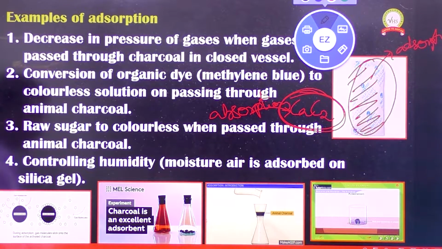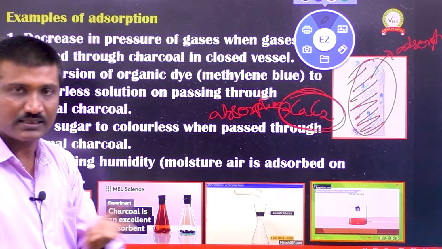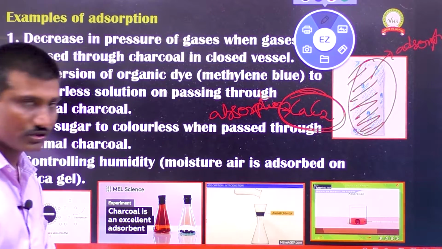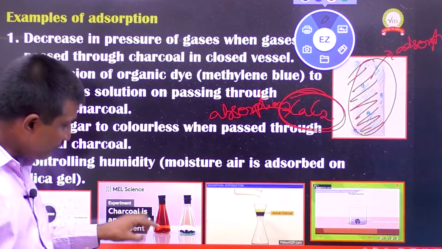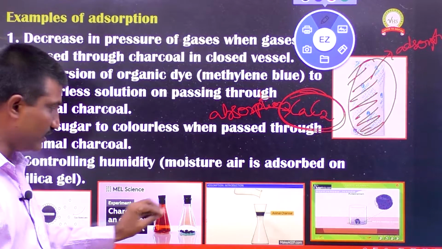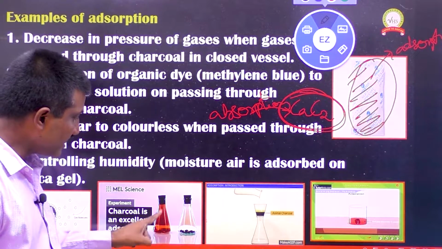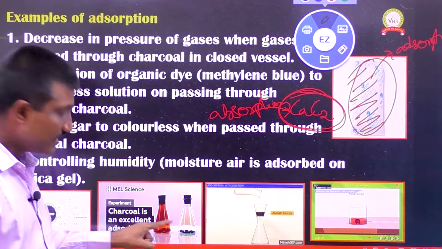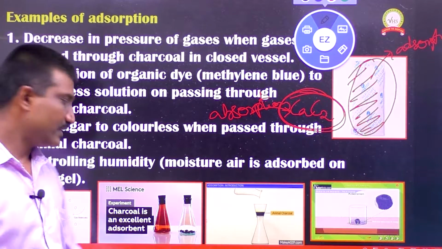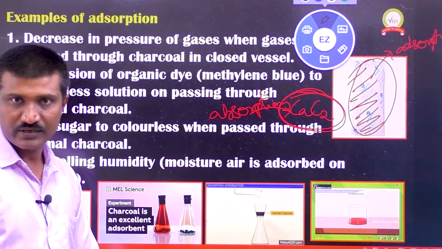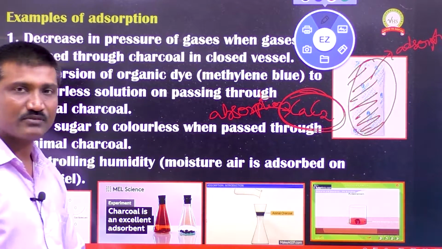And if we take another example of adsorption, conversion of an organic dye, meaning a colored substance like methylene blue, to a colorless solution by passing it through charcoal. This is the colored solution I am taking. If we put charcoal inside this colored solution, then after some time it converts to a colorless solution. Why? Because the colored particles responsible for the color come and occupy the surface of the charcoal. If we remove the charcoal, we get only the colorless solution. Since these colored particles occupy the surface, that is also an example of the adsorption process.